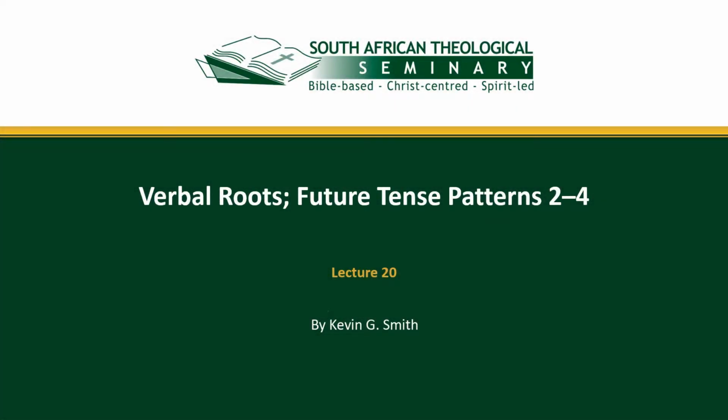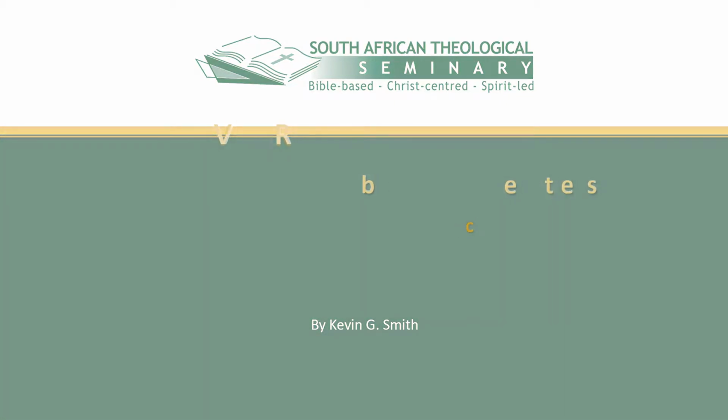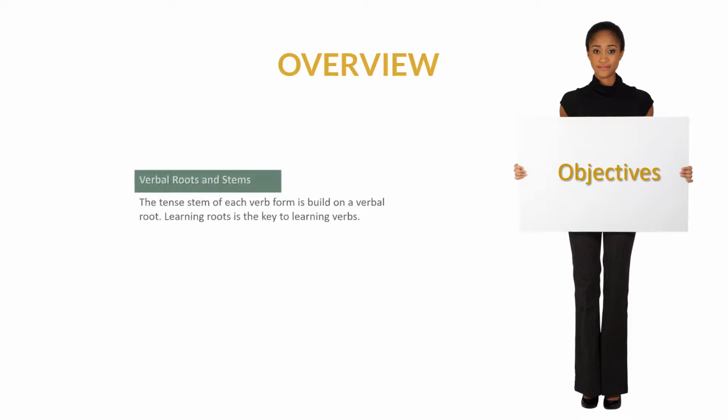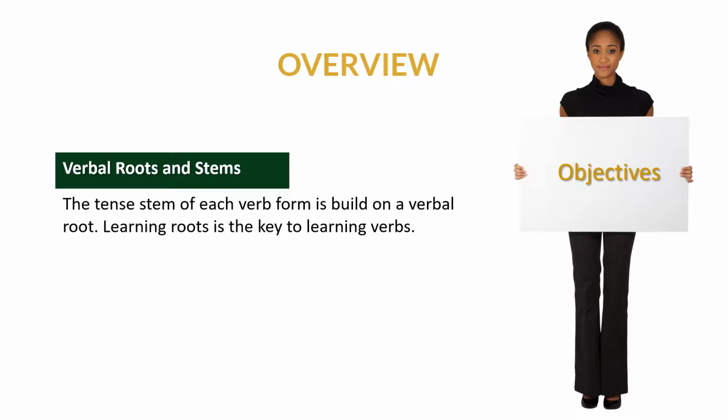Welcome to Lecture 20, in which we are going to examine verbal roots and learn the future tense patterns 2 to 4. In this lecture, you are going to learn about two things. Firstly, you will learn about verbal roots and stems.